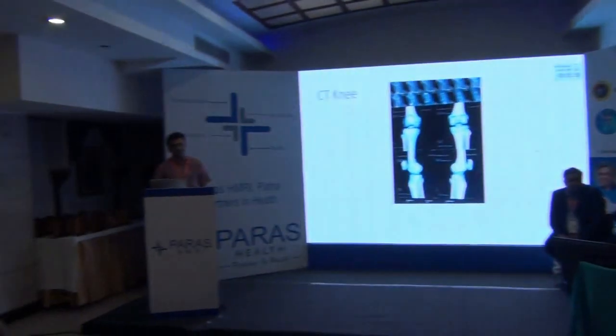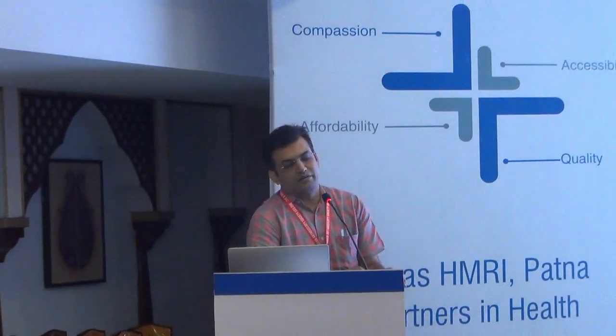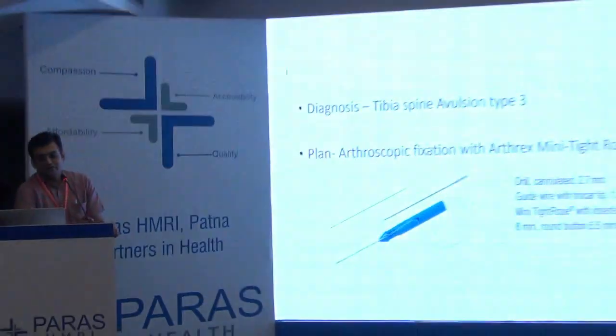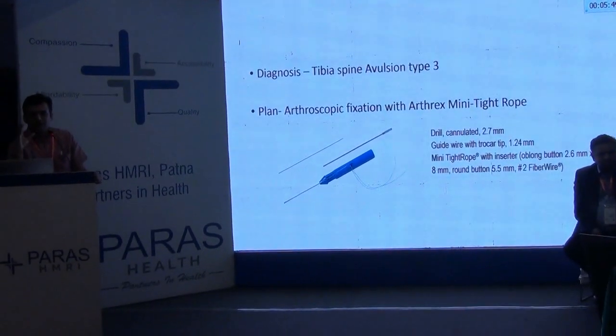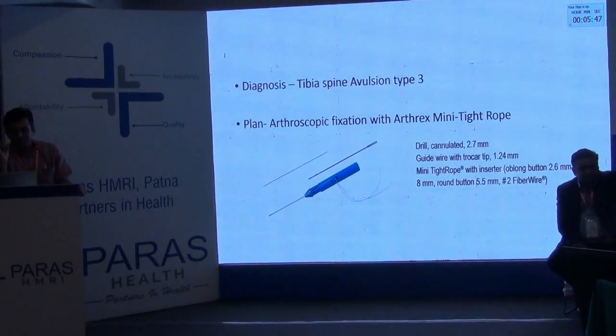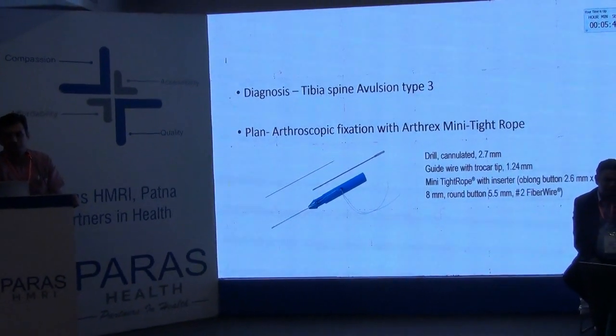That's the best part. In this case, we just got the CT scan done, and we had this tibial spine avulsion fracture. One of the most important findings was that there was a large chunk of the bone. There was no comminution, no fragmentation. So we decided on arthroscopic fixation with the Arthrex mini tightrope.